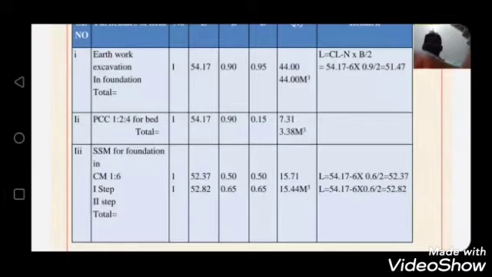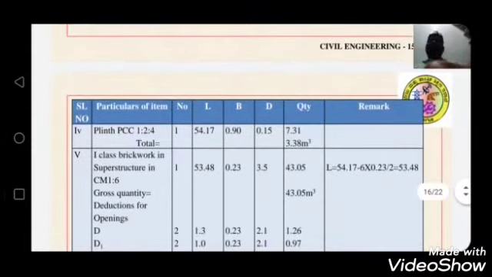SSM for foundation in CM 1:6. First step 52.37 into 0.5 into 0.5, 15.71. The second step is 52.82, 54.17 minus 6 into 0.6 by 2 is equal to 52.82, into 0.65, 15.44 meter cube. Plinth PCC 1:2:4, 1 into 54.17 into 0.9 into 0.15, 7.31.